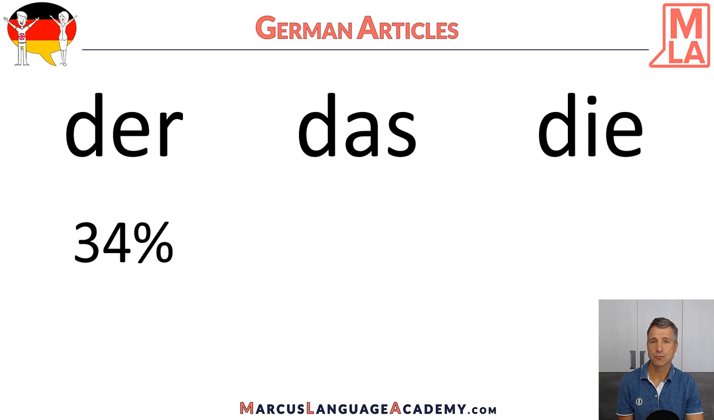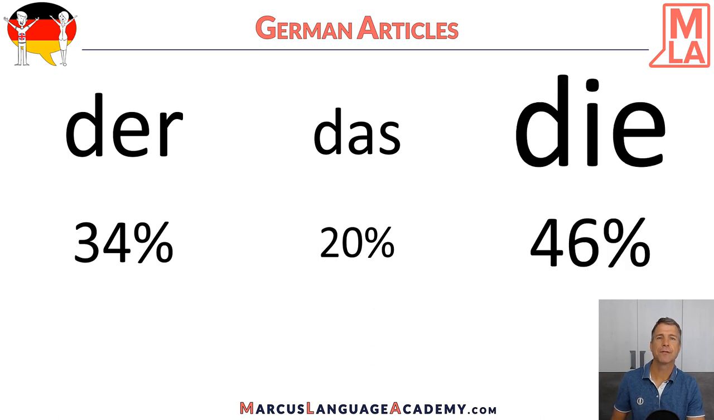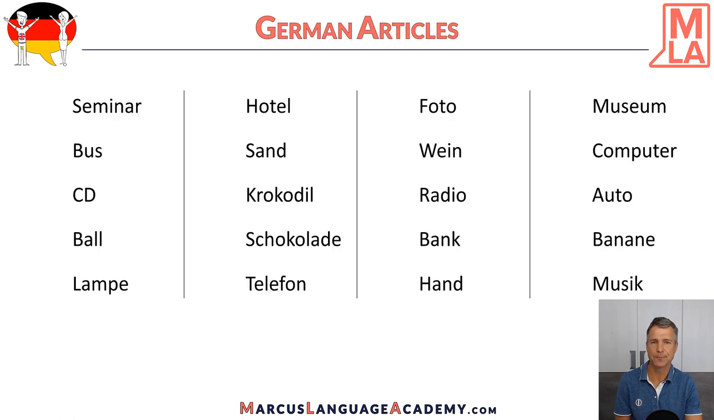Just some numbers. Normally 34% of the nouns are masculine in German. And just 20% take das as an article. And most of the nouns have a feminine article die. So if you like to guess, I recommend to guess with die because the chances are the highest. Okay, but let's see what we can do.